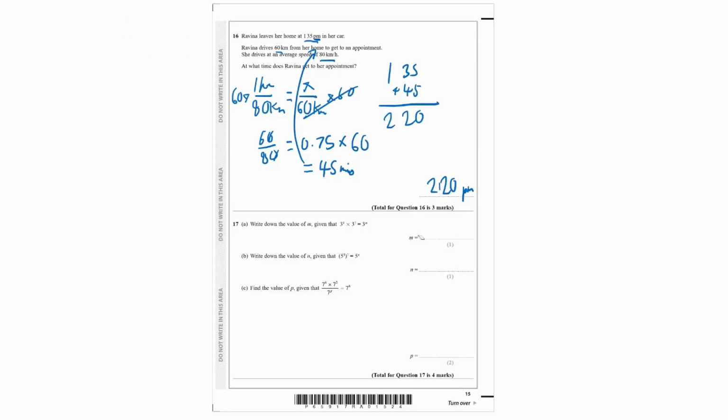Welcome back, Crammers. Write down the value of m given that 3 to the power 4 times 3 to the power 5 is equal to 3 to the power of m.